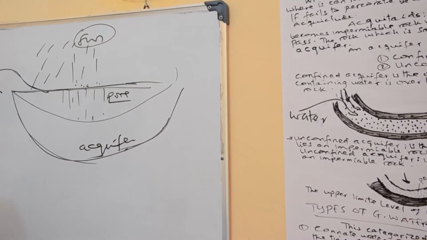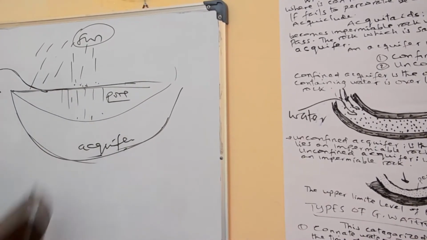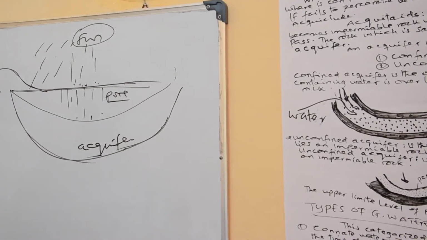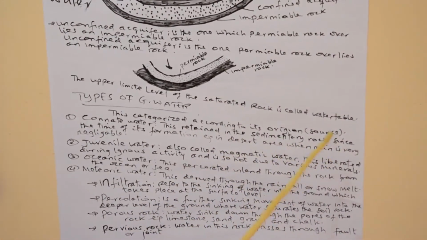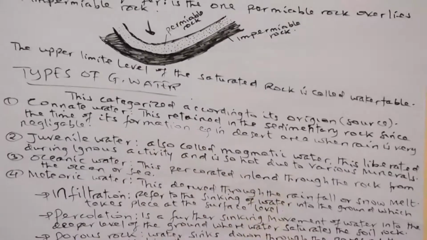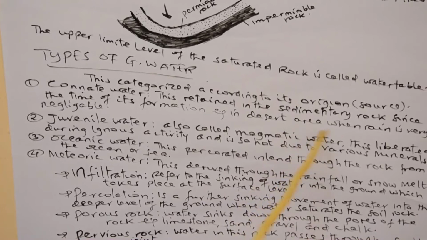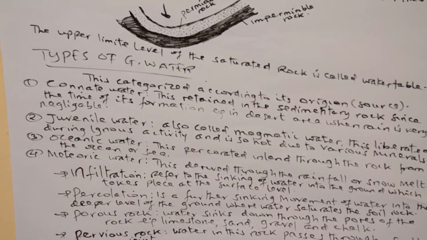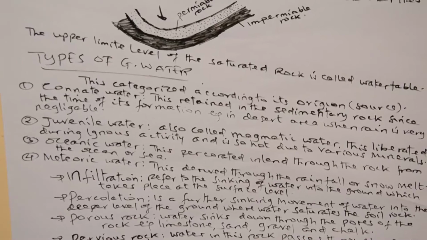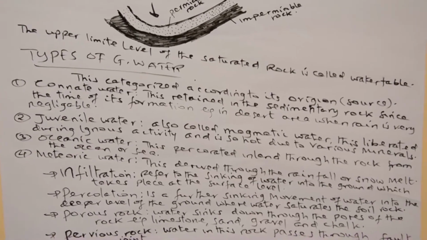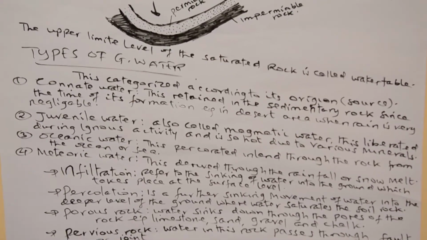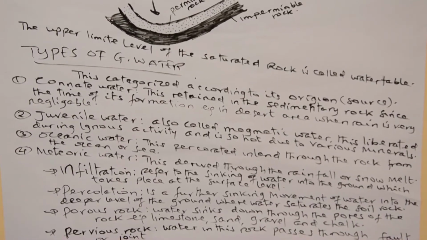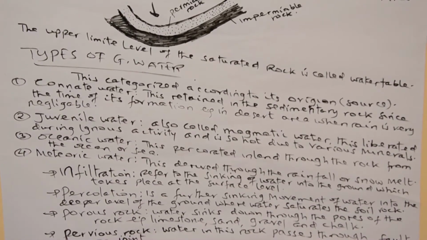But how can this groundwater be formed? There are different sources of groundwater. For instance, the first one is called connate water. This is retained in sedimentary rock since the time of its formation. Example: in desert areas where rain is very negligible, or very absent, or there is a low amount of water. Negligible, this word means approaching zero.